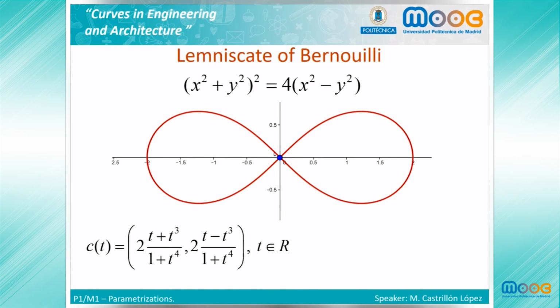You also have the parametrization. It is again a rational parametrization. The student can easily check that the coordinates of this parametrization satisfy the polynomial. The relation with the polar parametrization is given by the relation t squared equals the tangent of pi/4 minus theta.